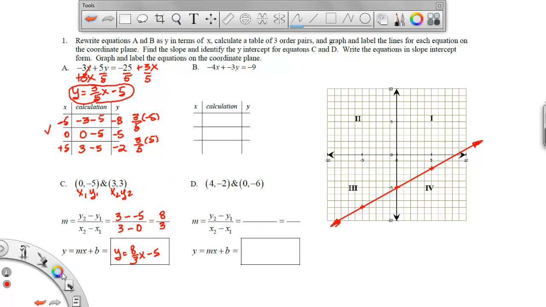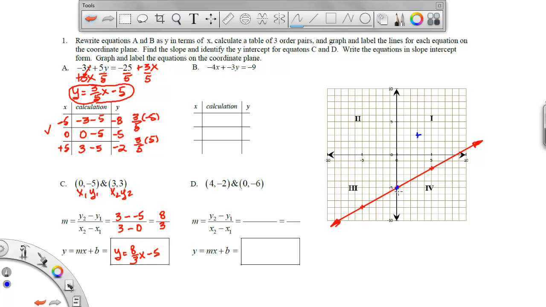Let's graph this in blue. I'm going to graph the point 0, negative 5, and then I'm going to count up 8 over 3. So 1, 2, 3, 4, 5, 6, 7, 8, then 1, 2, 3. And that should also be the point 3, 3. So I know I've got that right.